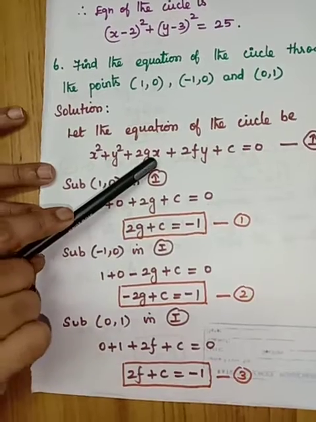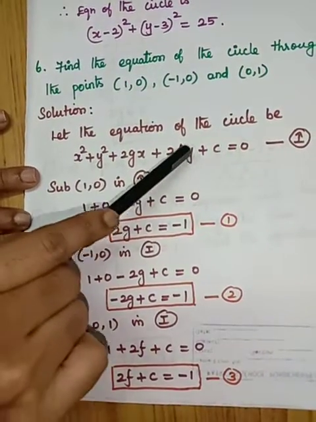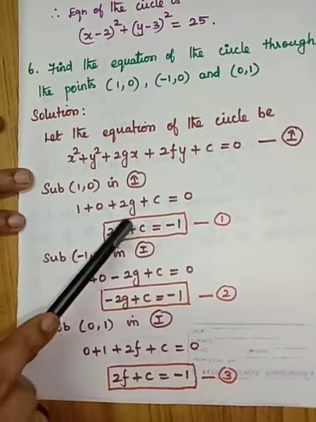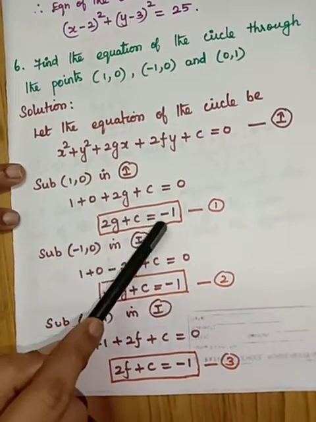When you substitute x as 1, it is 2g. Y as 0, the whole term will become 0. So plus c is equal to 0. So we are getting the equation 2g plus c is equal to minus 1.